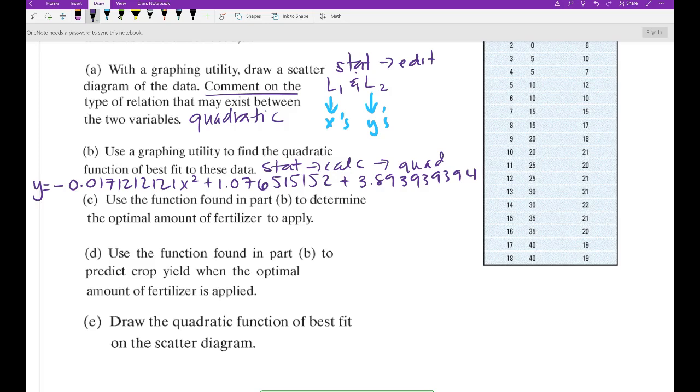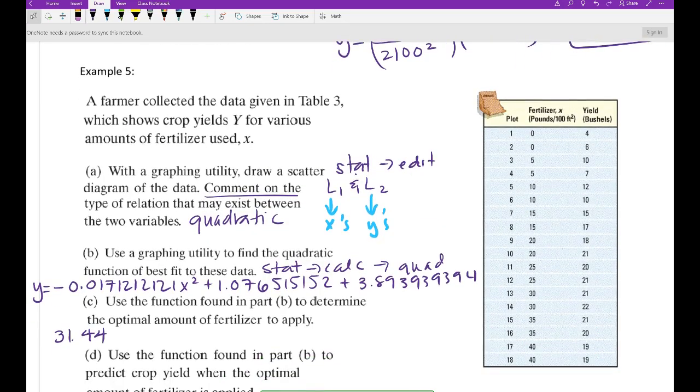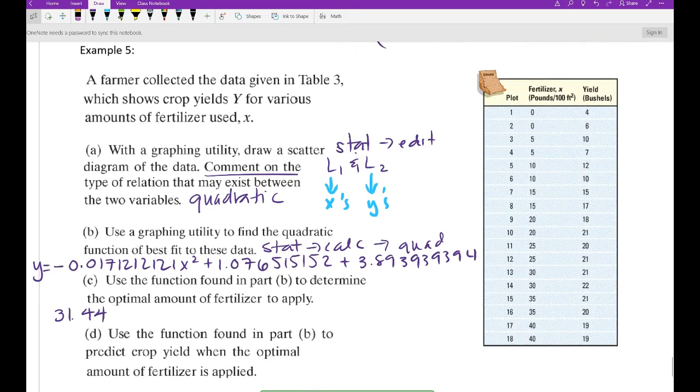Can someone give me the answer to C? What's the optimal amount of fertilizer, Ben dear? 31.44. So fertilizer is measured in pounds for every 100 square feet. Yep. Pounds for every 100 square feet.